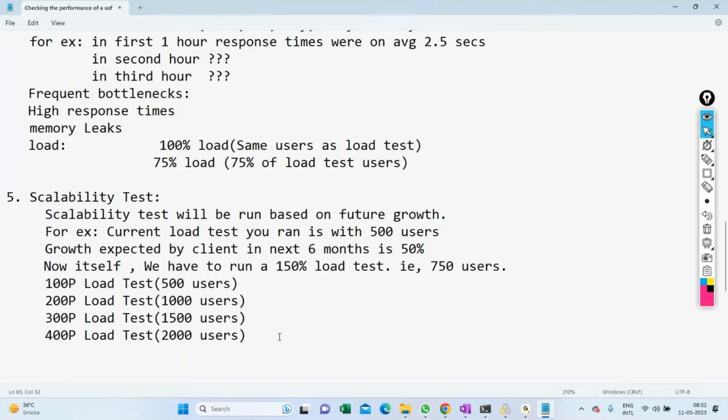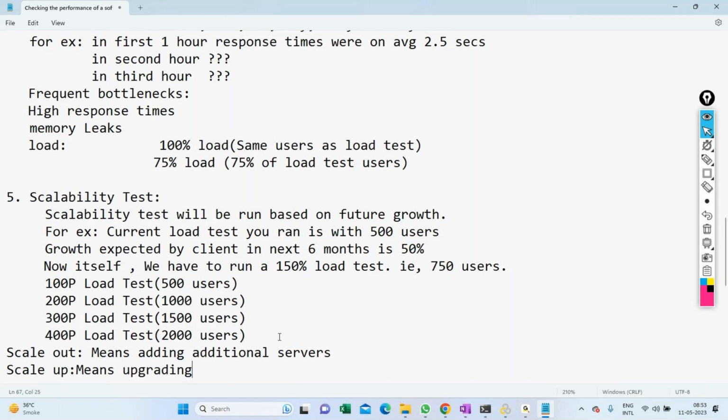Scale out, I will explain tomorrow also. Scale out means adding additional servers. If you don't want to add additional servers and want to upgrade the existing ones, you can do scale up, which means upgrading existing servers. Now, based on the output, the client can take any of these decisions.